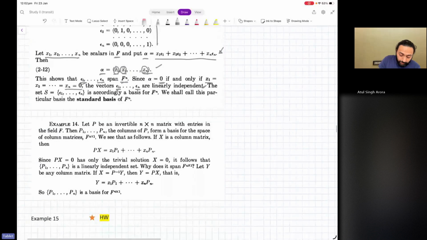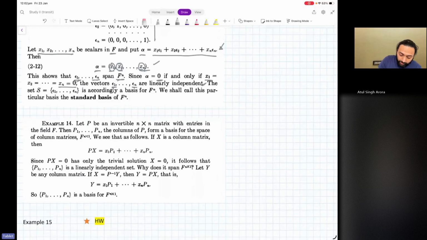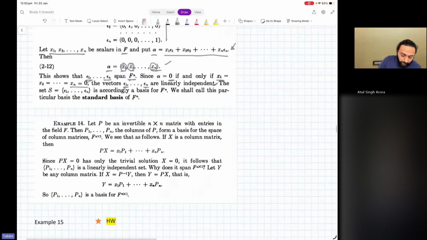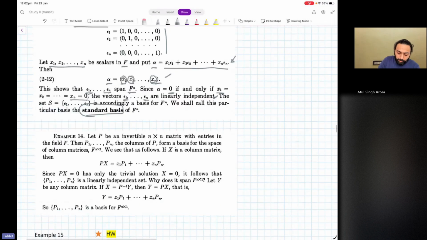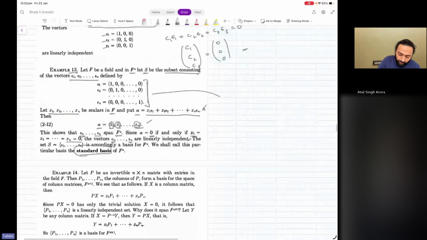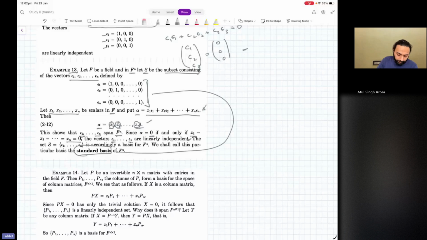All right. And the set S is accordingly a basis for Fn. And we shall call this particular basis the standard basis. That is sort of the whole point of this example, that we're introducing something called a standard basis. So this thing is going to be a standard basis.